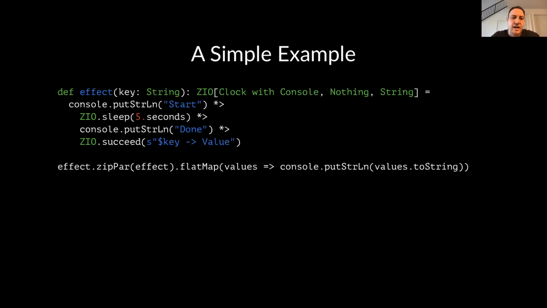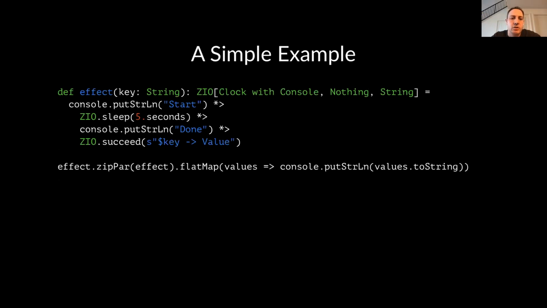So to motivate that, I just put together this simple example here. This is just a ZIO effect that's going to print start, just so we know it's starting execution. It's going to sleep for 5 seconds. Then it's going to print a message that it's done, so we know those 5 seconds are done. And then it's just going to succeed with this simple string. So it's just going to have the key, and we're just going to say value here.